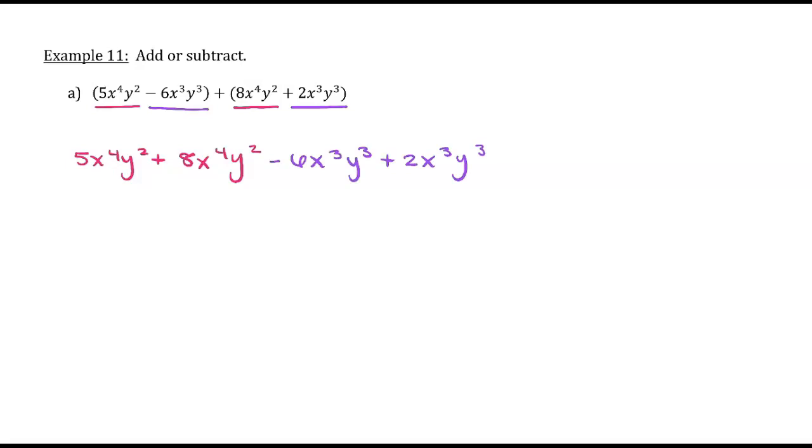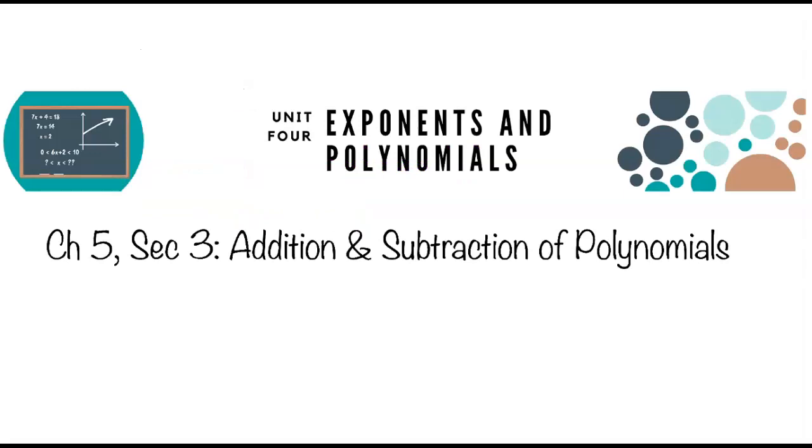Combining our like terms, we have 5x to the fourth y squared plus 8x to the fourth y squared for a total of 13x to the fourth y squared. We also have a total of negative 4x cubed y cubed. And we've now added these two polynomials with multiple variables. And that will conclude this lecture video on the addition and subtraction of polynomials.